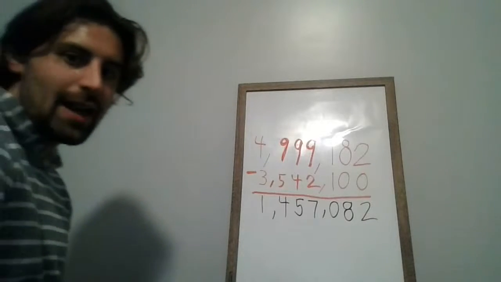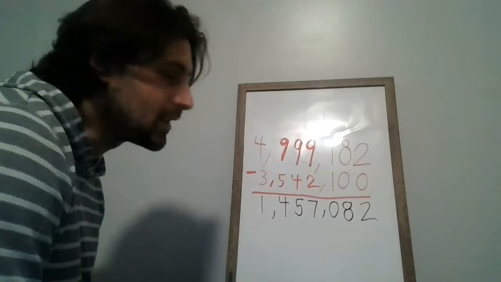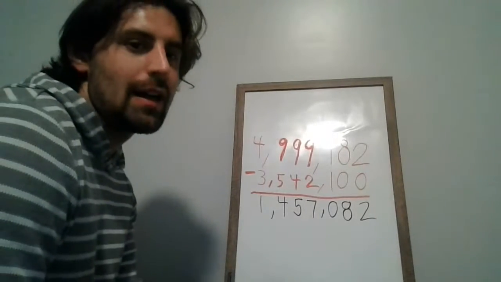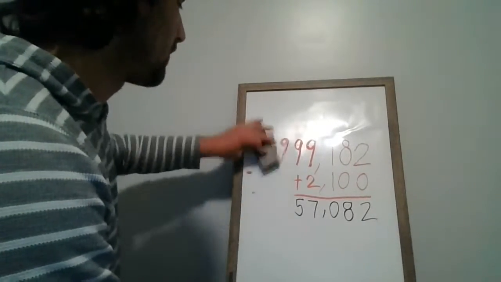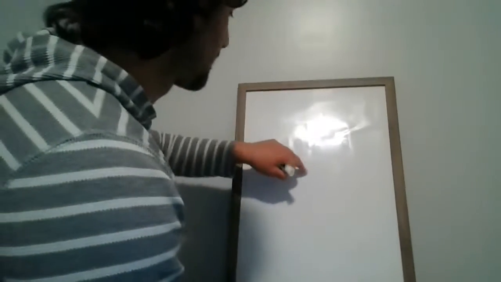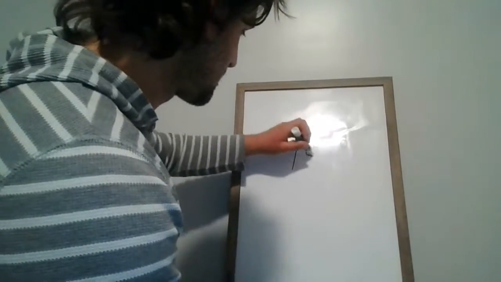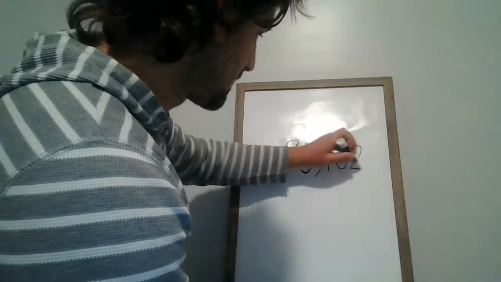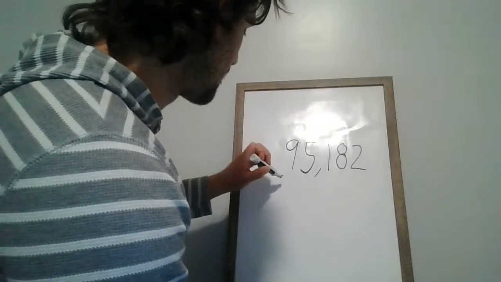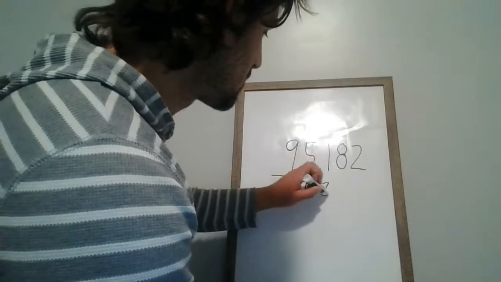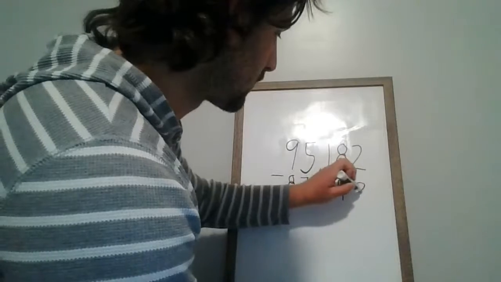I was going to make that our last problem, but this video is entitled Multi-Digit Subtraction with Regrouping, so I want to end on a regrouping problem. Let me do one more that has a little bit of regrouping in it. $95,182 minus 87,243.